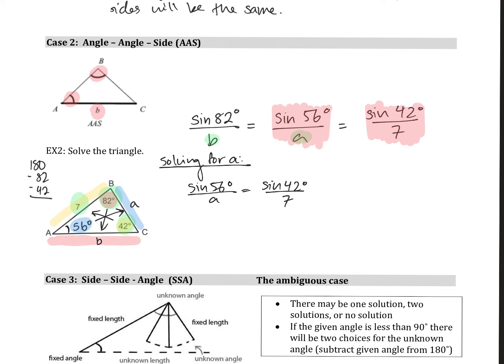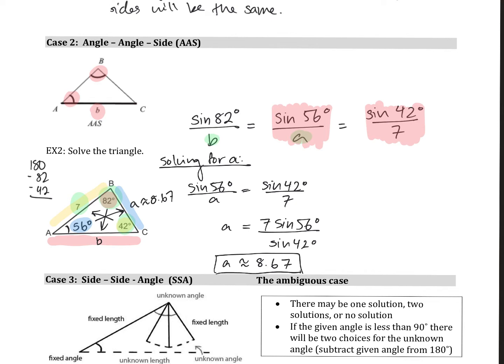Okay, so skipping some of the smaller algebraic steps, we'll end up with a equals 7 sine of 56 degrees divided by sine of 42 degrees. Plugging that into our calculator, we get a is approximately 8.67. Okay, write that down. A equals approximately 8.67. Okay, we found one of our sides.